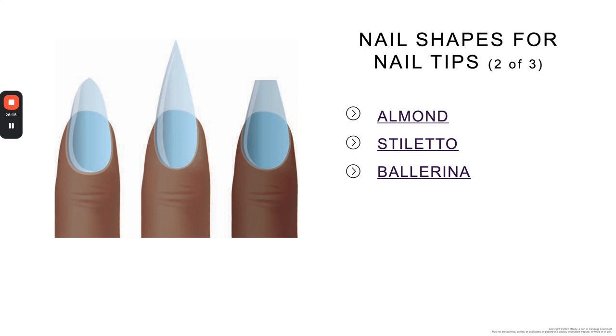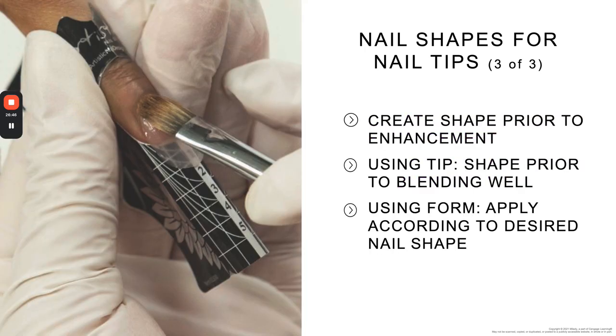Then we have a stiletto. So your stiletto, it is long and tapered, and it does come to a sharp point. It does resemble a long, skinny carrot. Okay, so that's your stiletto. And then your ballerina is similar to a stiletto. The only difference with the ballerina is it does have a square edge on it. Okay, so instead of coming to a sharp point, they create a square edge on it, which resembles a ballet point shoe. Okay. All right, so nail shapes for nail tips.